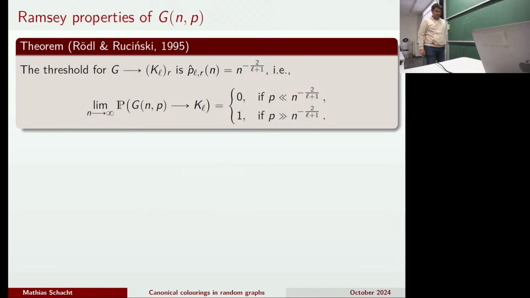And the upper bound, the 1 statement, which is maybe also the more interesting part of this theorem, tells you that if p is asymptotically larger, or in fact just a big constant times this, and then the constant depends on r, then no matter how you color the edges of the random graph, it will have the Ramsey property. And this is kind of interesting in several ways.